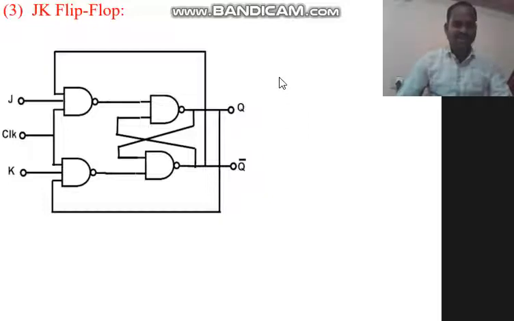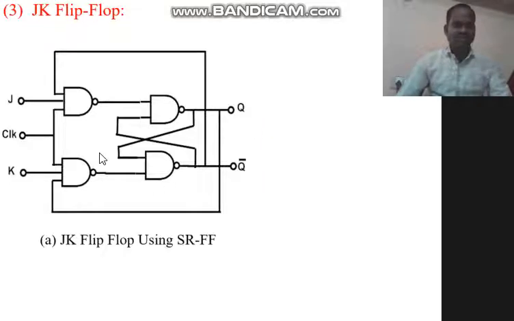In the SR flip-flop, one disadvantage is there. The disadvantage is that if S is equal to 1 and R is equal to 1, the output state is indeterminate. Indeterminate means the output is either 0 or 1. We cannot identify whether it is 0 or 1, so the state is called the indeterminate state. To eliminate the indeterminate state in the SR flip-flop, we introduced the JK flip-flop. By using this JK flip-flop, we can eliminate that problem in the SR flip-flop.